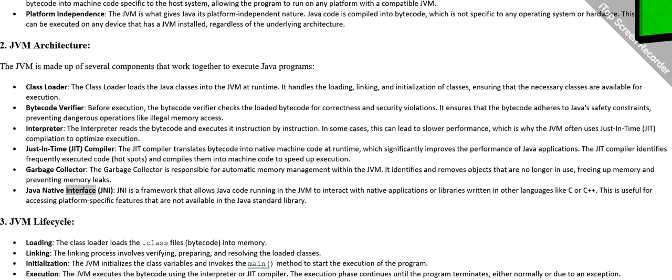Java Native Interface, JNI. JNI is a framework that allows Java code running in the JVM to interact with native applications or libraries written in other languages like C or C++. This is useful for accessing platform-specific features that are not available in the Java standard library.